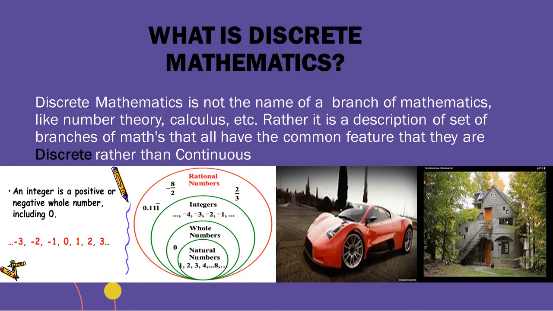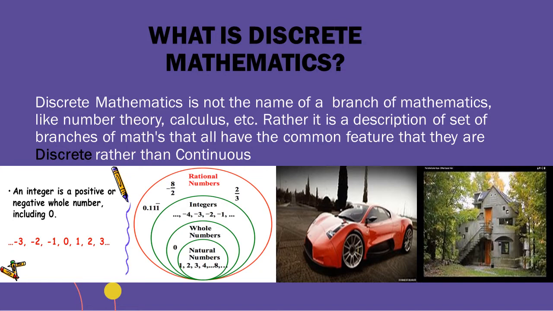Discrete mathematics is not the name of a branch of mathematics like number theory or calculus. Rather, it's a description, a set of branches. It is clearly maths that all have the common feature that they are discrete rather than continuous. Or they are separated things like a car and a house. These are not similar things, these are separated things, so they are discrete from each other.